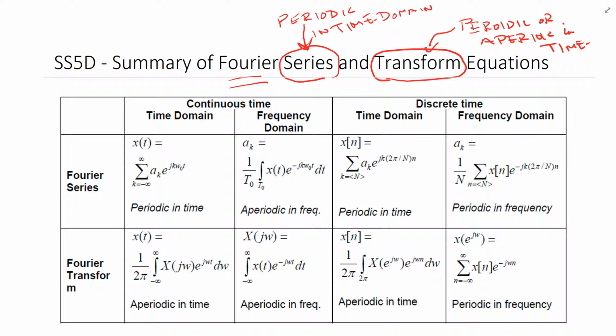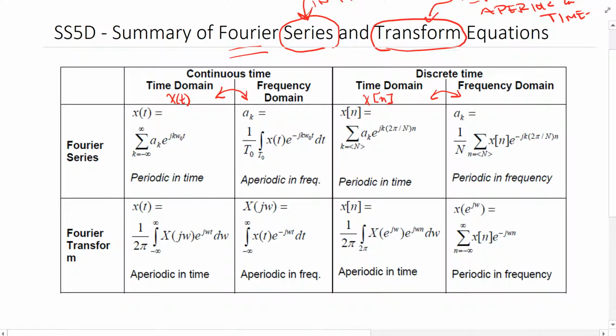And then in time domain, we had two kinds of signals. We had x of t for continuous time, and we had x of n for discrete time. The whole job of these Fourier series and Fourier transform, all of them, the goal was the ability to take the same signal into frequency domain and back into time domain. And this is a table which attempts to put them all in perspective.